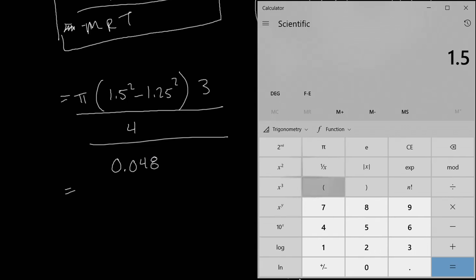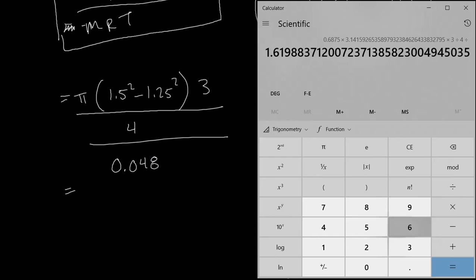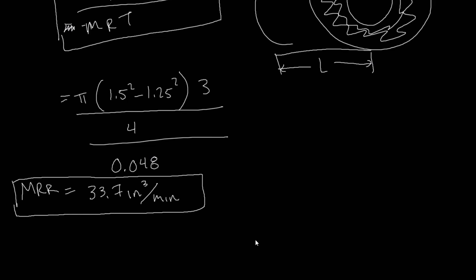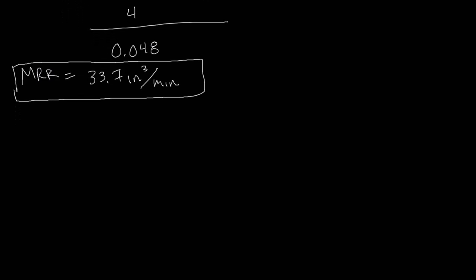So 1.5 squared minus 1.25 squared equals 0.6875. And we'll times that by pi, and we'll times that by 3, and we'll divide that by 4, and then we'll divide that by 0.048, and we get 33.7 inches cubed per minute. MRR. Okay, and we'll box that because we got the answer. So that's taken off quite a bit of material in 1 minute. Pretty good there.